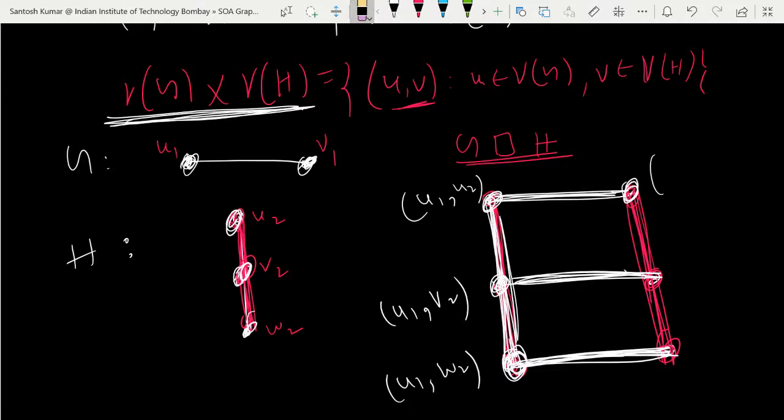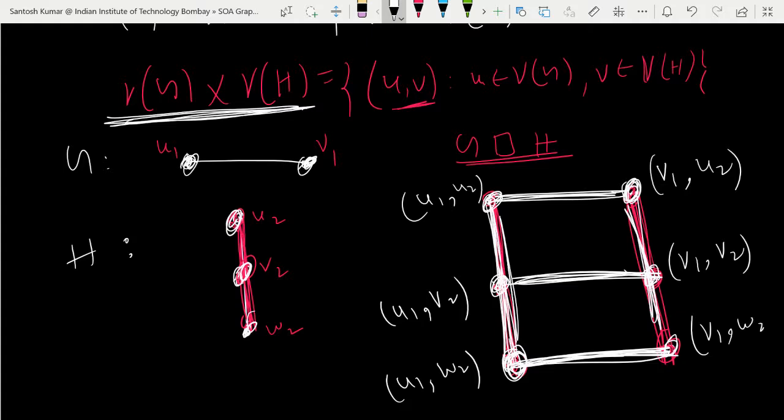Now V1, I mean the second vertex of graph G, and in H it's the first one, so (V1, U2). This again (V1, V2), and this again (V1, W2). So these are the 6 vertices and the names are: (U1, U2), (U1, V2), (U1, W2), (V1, U2), (V1, V2), (V1, W2). And let's verify the definition, whether it is satisfied or not.